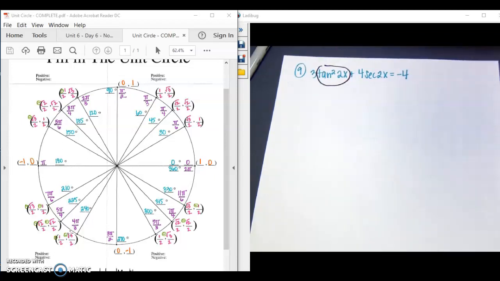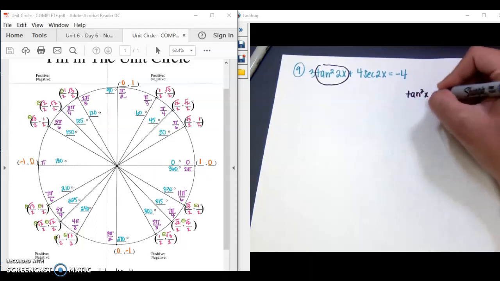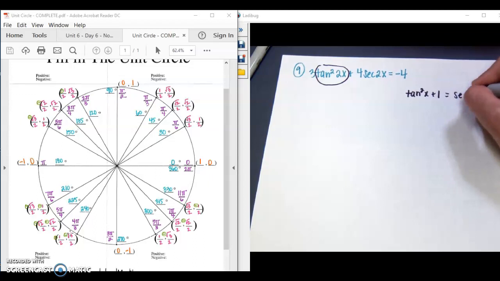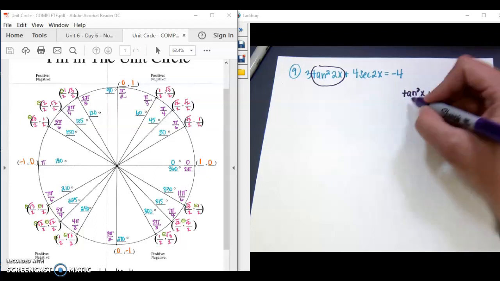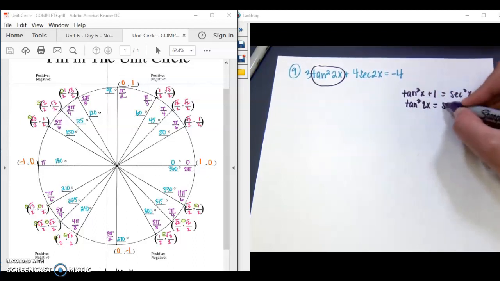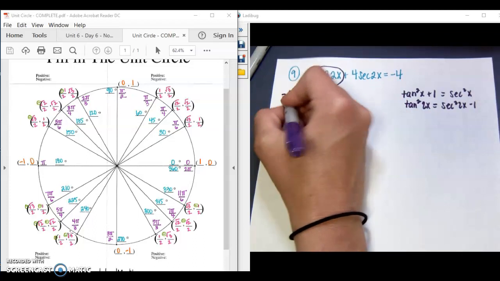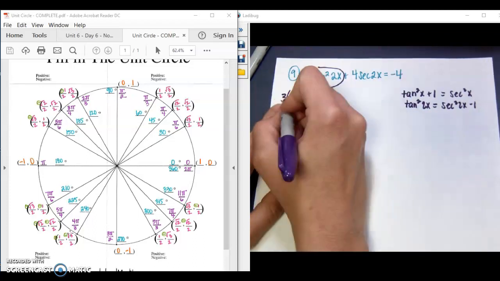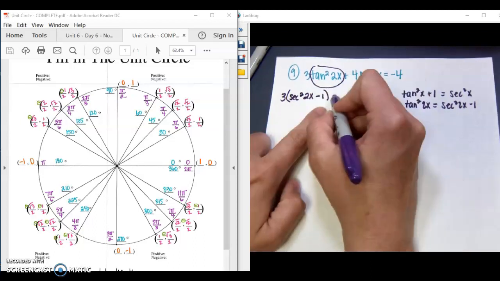Okay, if you remember, tangent squared x plus 1 is equal to secant squared x. Okay, that same thing works if it's 2x or if it's 3x or whatever. So tangent squared 2x is secant squared 2x minus 1. Okay, those 2's can get thrown in there. So I'm going to replace tangent squared with secant squared 2x minus 1.